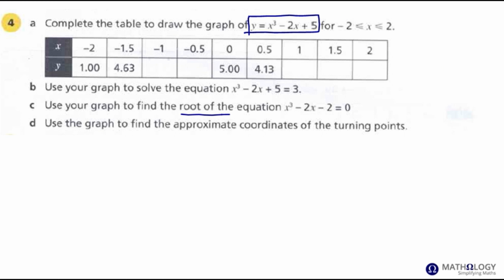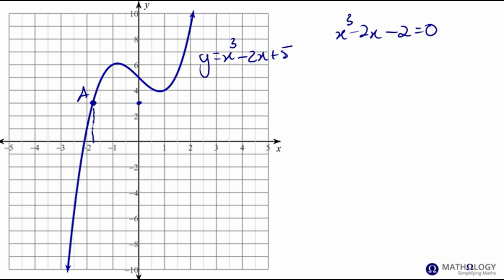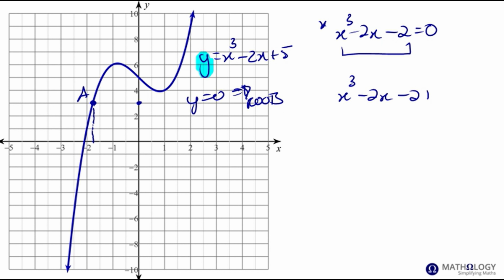Use your graph to find the root of the equation x cubed minus 2x minus 2 equals 0. Okay. They want us to solve this equation over here. Now, we know what roots are. Roots are the x values to an equation, the solution to an equation. So if we take this equation here and we add 5 to both sides, we're adding 5 because we want this expression. We want that because this is our graph, right?